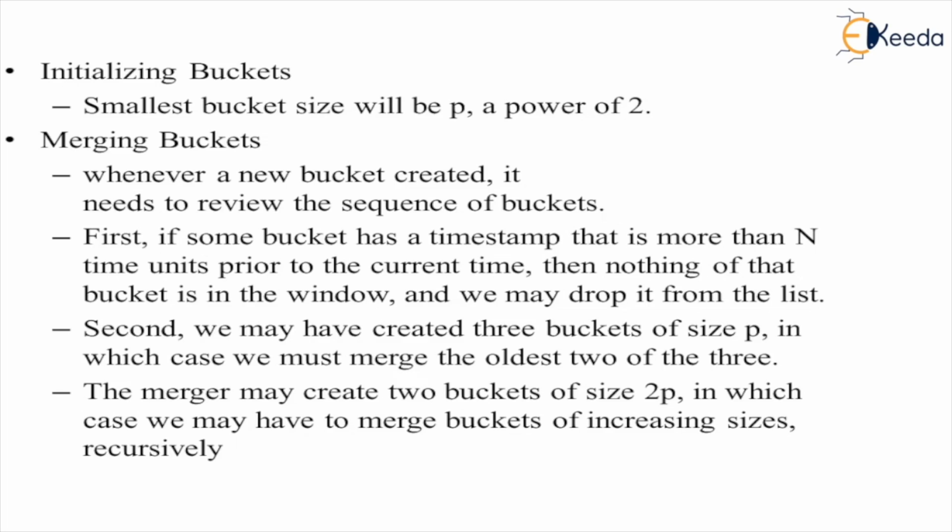Merging buckets: whenever a new bucket is created, we need to review the sequence of buckets. First, if some bucket has a timestamp that is more than n time units prior to the current time, then nothing of that bucket is in the window, so we may drop it from the list. Second, we may have created 3 buckets of size p, in which case we must merge the oldest 2 of these 3. The merger may create 2 buckets of size 2p, in which case we may have to merge buckets of increasing sizes recursively. So on the left hand side the bucket size goes on increasing, and on the right hand side it goes on decreasing, like the DGIM algorithm.